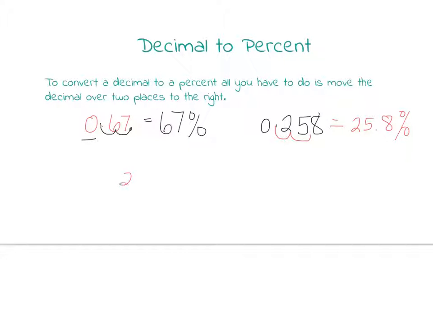If I have 2.67, I'm still going to move that decimal over 2 places, and it becomes 267%. Now, this is important because you're going to be using this when we learn about solving percents. So that's why we did this quick mini lesson.